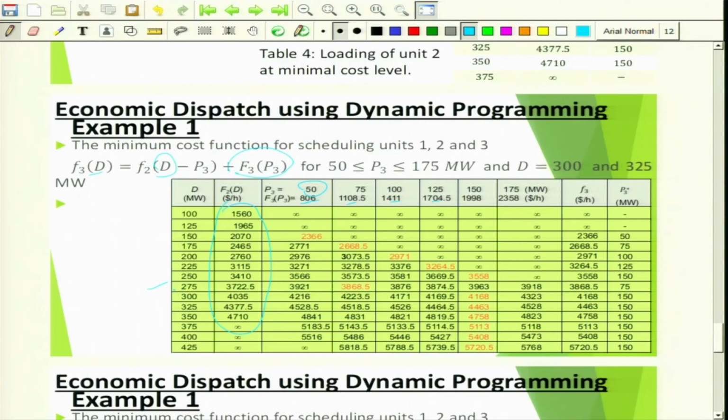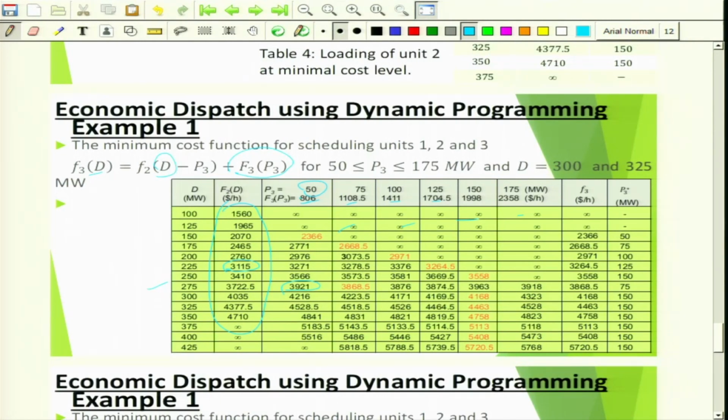Now 275 megawatt minus 50 is 225. Now what is the best combination that it is clearly indicating from this table? This is $311.5 per hour. So 311.5 plus 806 will give you 3921. Similarly you do it for all the generations.